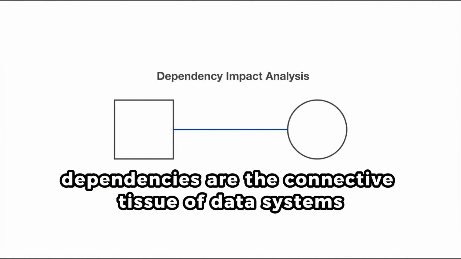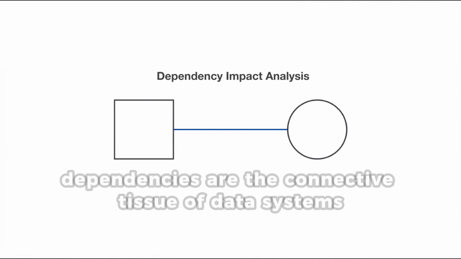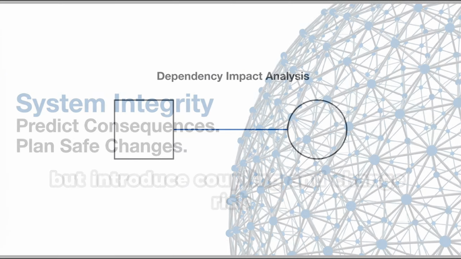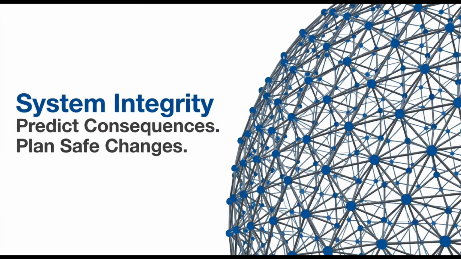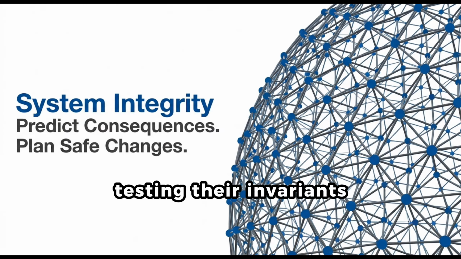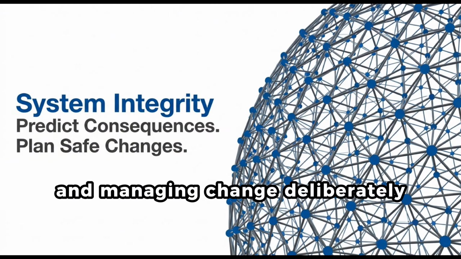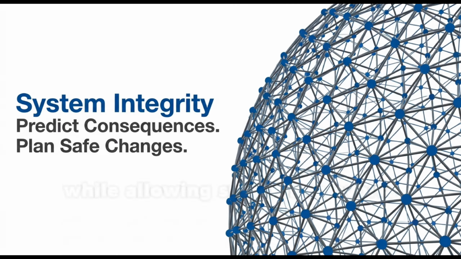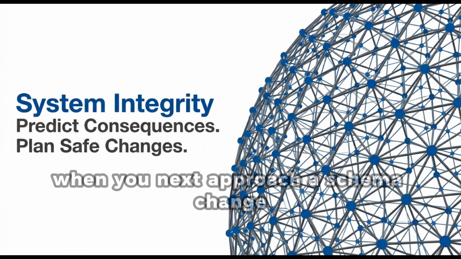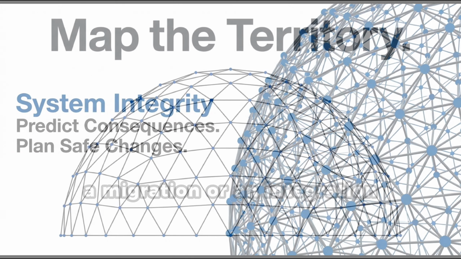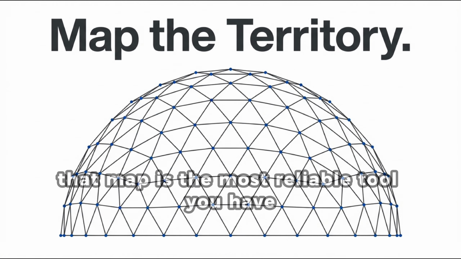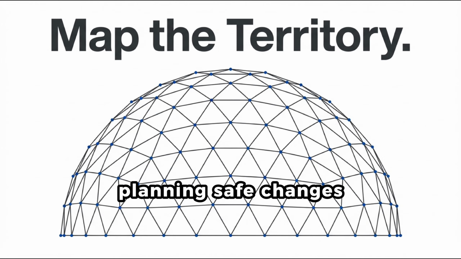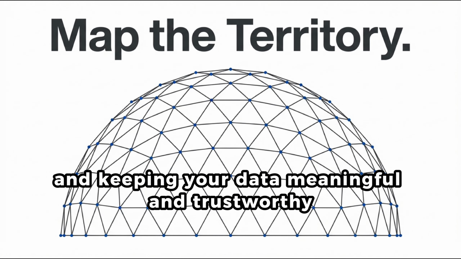Structural dependencies are the connective tissue of data systems. They enable expressive modeling but introduce coupling and change risk. By making dependencies explicit, documenting their intent, testing their invariants, and managing change deliberately, teams can preserve integrity while allowing systems to evolve. When you next approach a schema change, a migration, or an integration, map the dependencies first. That map is the most reliable tool you have for predicting consequences, planning safe changes, and keeping your data meaningful and trustworthy.